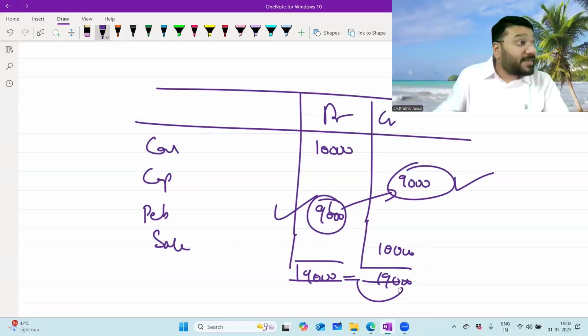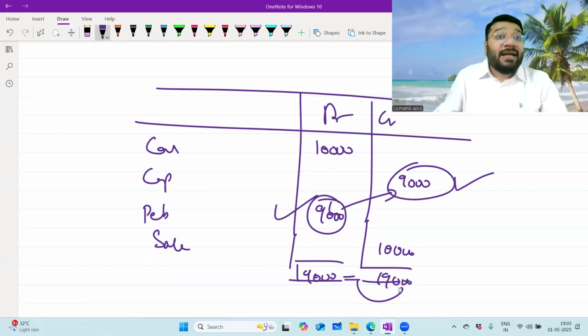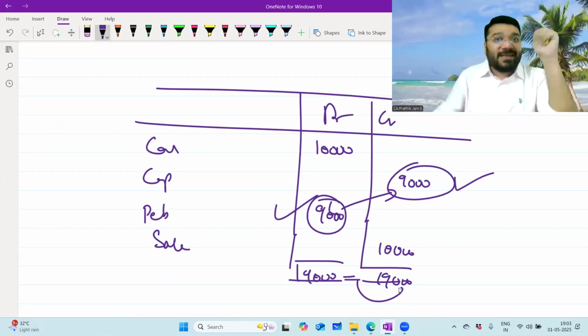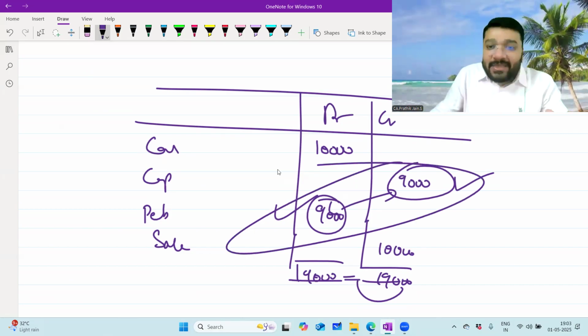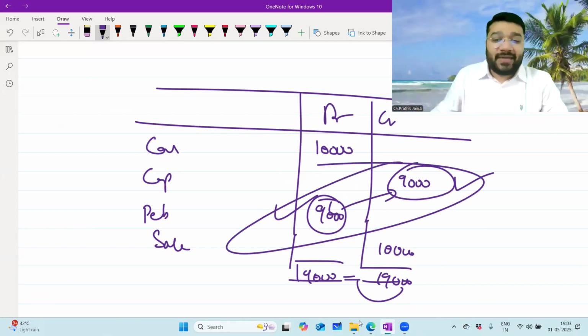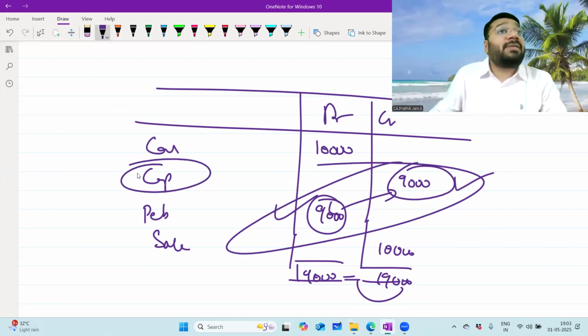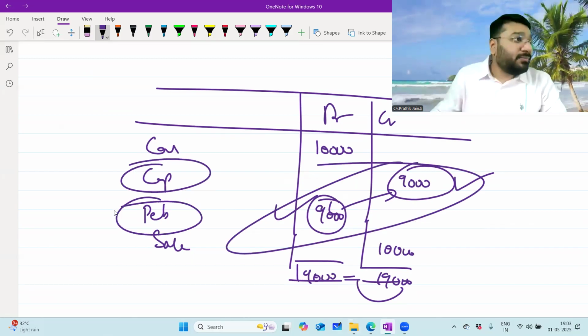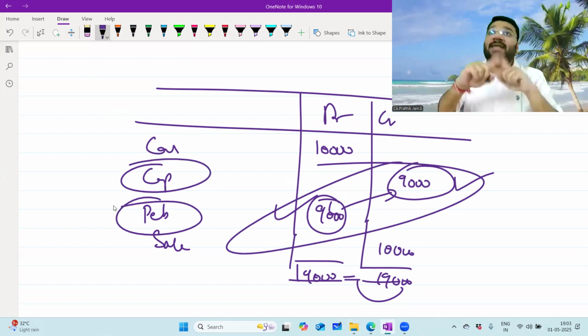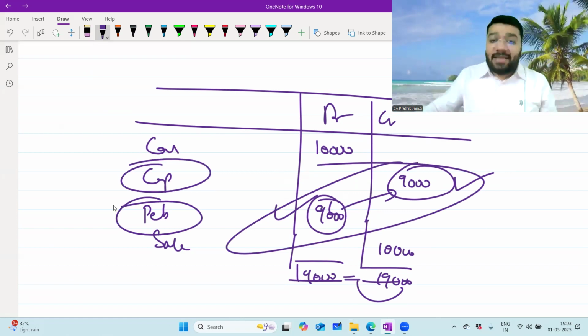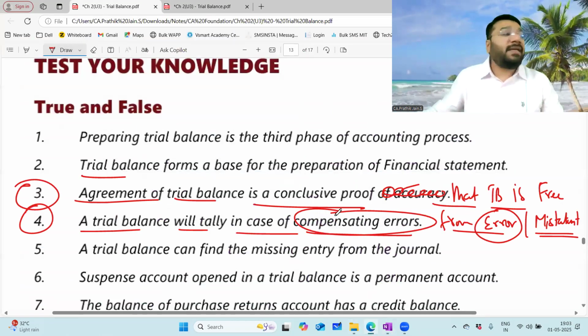Just because the trial balance is tallying, is it a conclusive proof that it is free from error? It is free from misstatement? It is accurate? No, error still exists. And this is the error. Any problem here? So now, if one error in capital account is compensated by another error in debtor account, but both are on the opposite side, error is happening opposite errors. In that case, this error is called a compensating error.